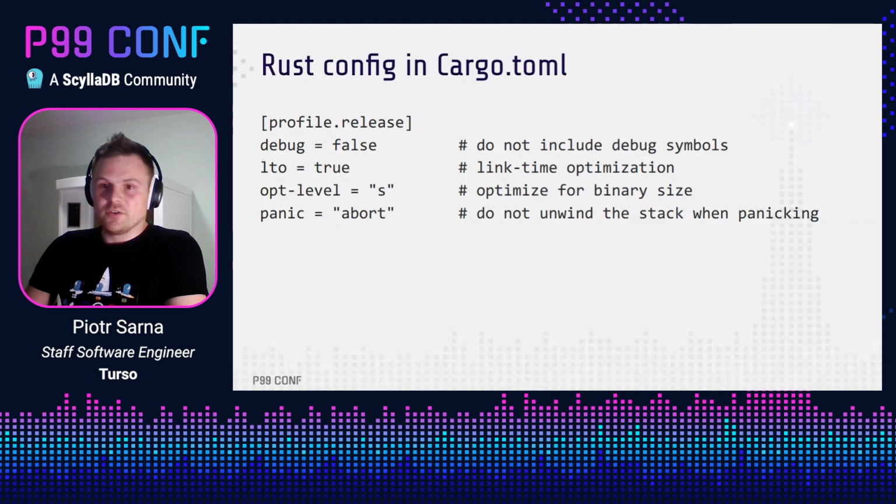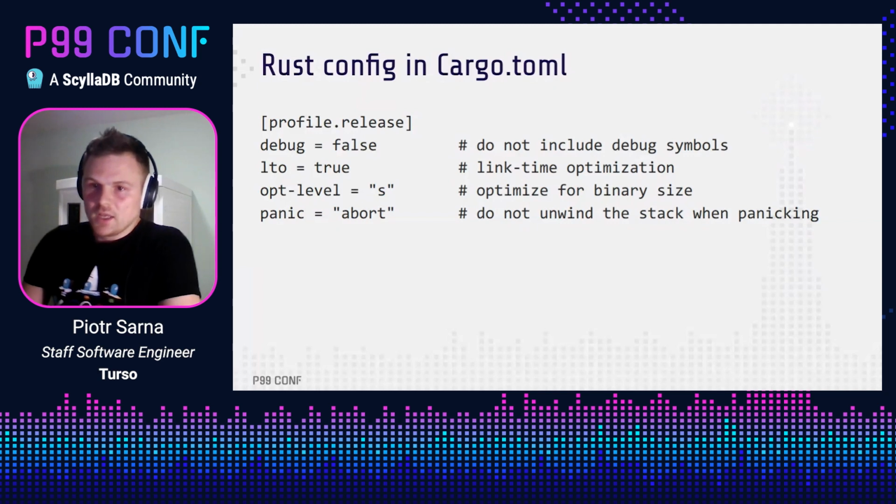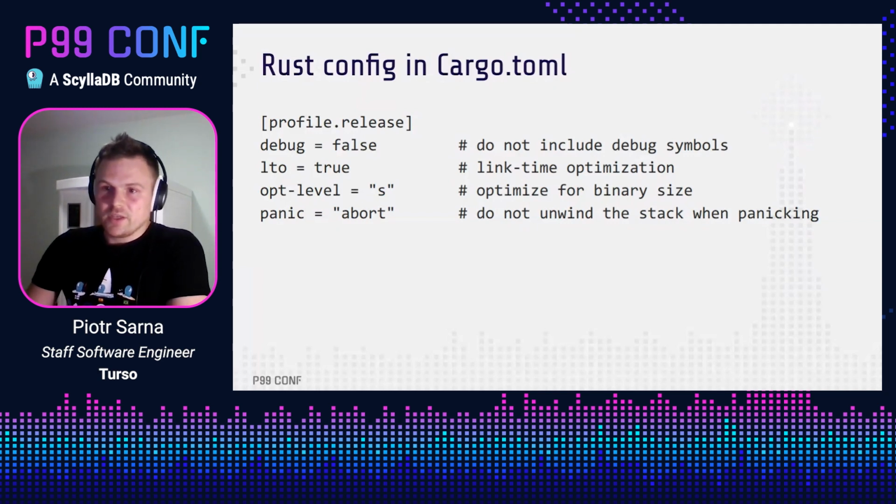Finally, turn on abort on panic mode, which disables stack unwinding when something bad happens and instead just kills the program immediately. And that's often a reasonable choice anyway, especially for short-lived programs like user-defined functions. Turning on the panic equals abort option is also a prerequisite for a more complex minification trick, which I'll describe on the next slide.